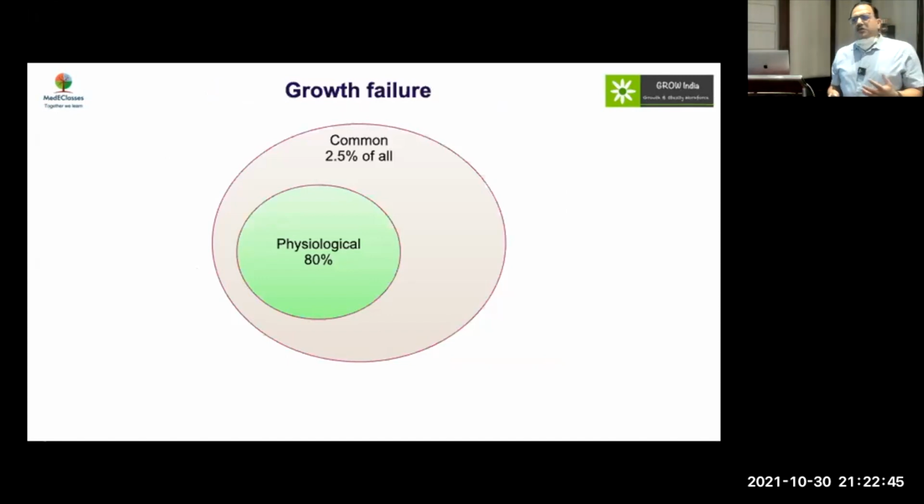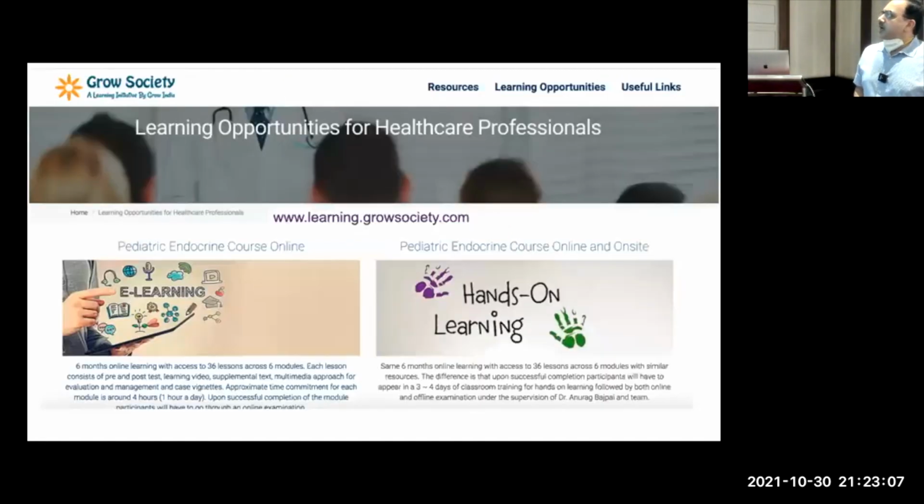And when we say physiological, it is familial or constitutional delay of puberty and growth. And 10% will have significant pathology. 10% will be borderline. Now, the whole talk over the next 20 minutes will focus on how you can decide who is physiological and don't do evaluation, and who is pathological in which evaluation is required. This is what we're going to discuss.